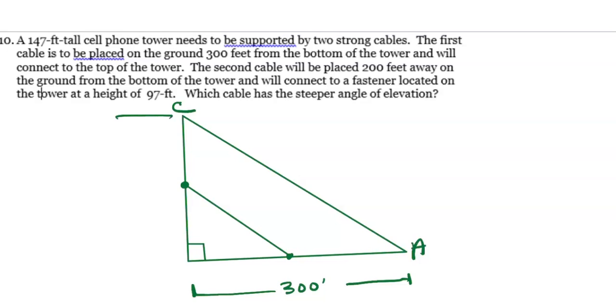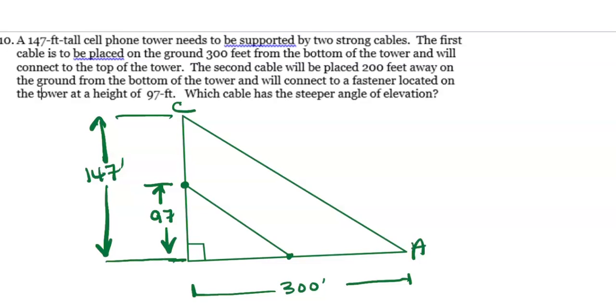So from here to here is 147 feet. Okay? And then from here to here is 97 feet. And then from here to here is 200 feet. And then 300 is the whole piece. Okay, so they want to know which cable has the steeper angle of elevation. So here are your angles of elevation.